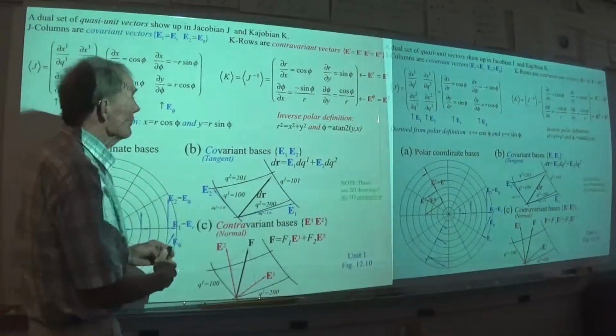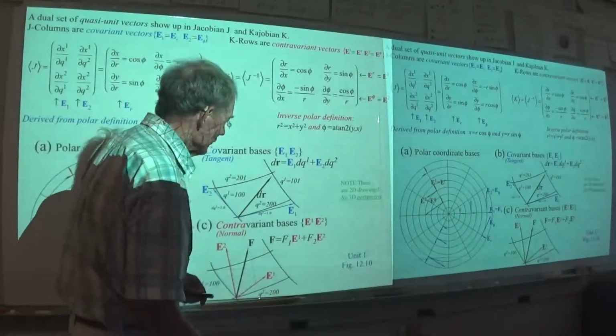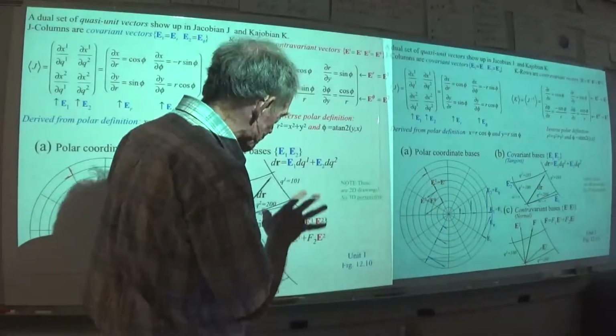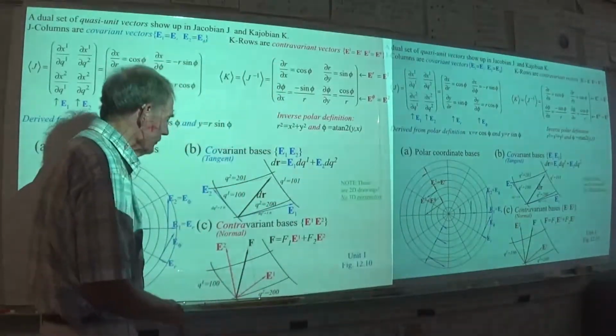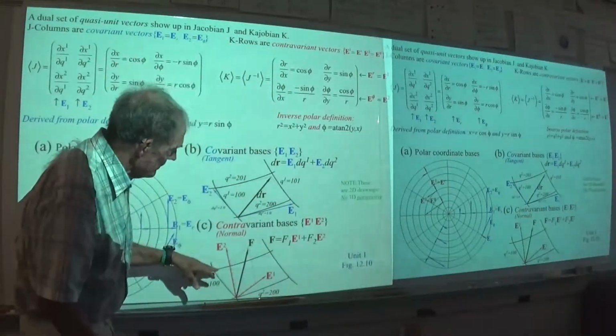These are the, what in quantum mechanics you would call the bras. These are the kets, okay. They're weird because you see what they are, the gradients of the coordinates in question, and you can see that down here.